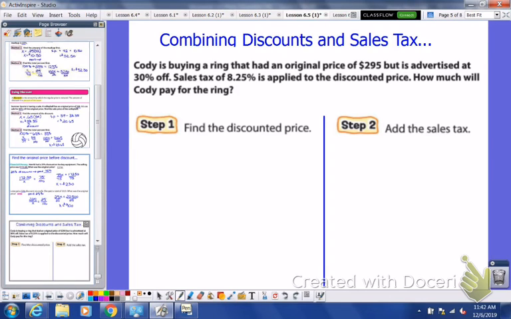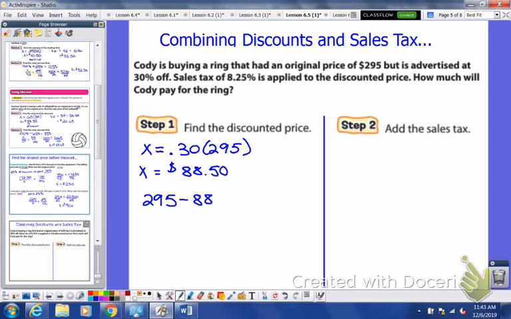So 30% of $295, I'm going to use the equation here. So x equals 0.30 times $295. Go ahead and multiply that out. You get $88.50. Always, again, we're talking about money, make sure you have two decimals. And this is the discount. That's not the discounted price. Remember, for a discount, we have to subtract it from the original. So $295 minus $88.50 gives us a discounted price of $206.50.